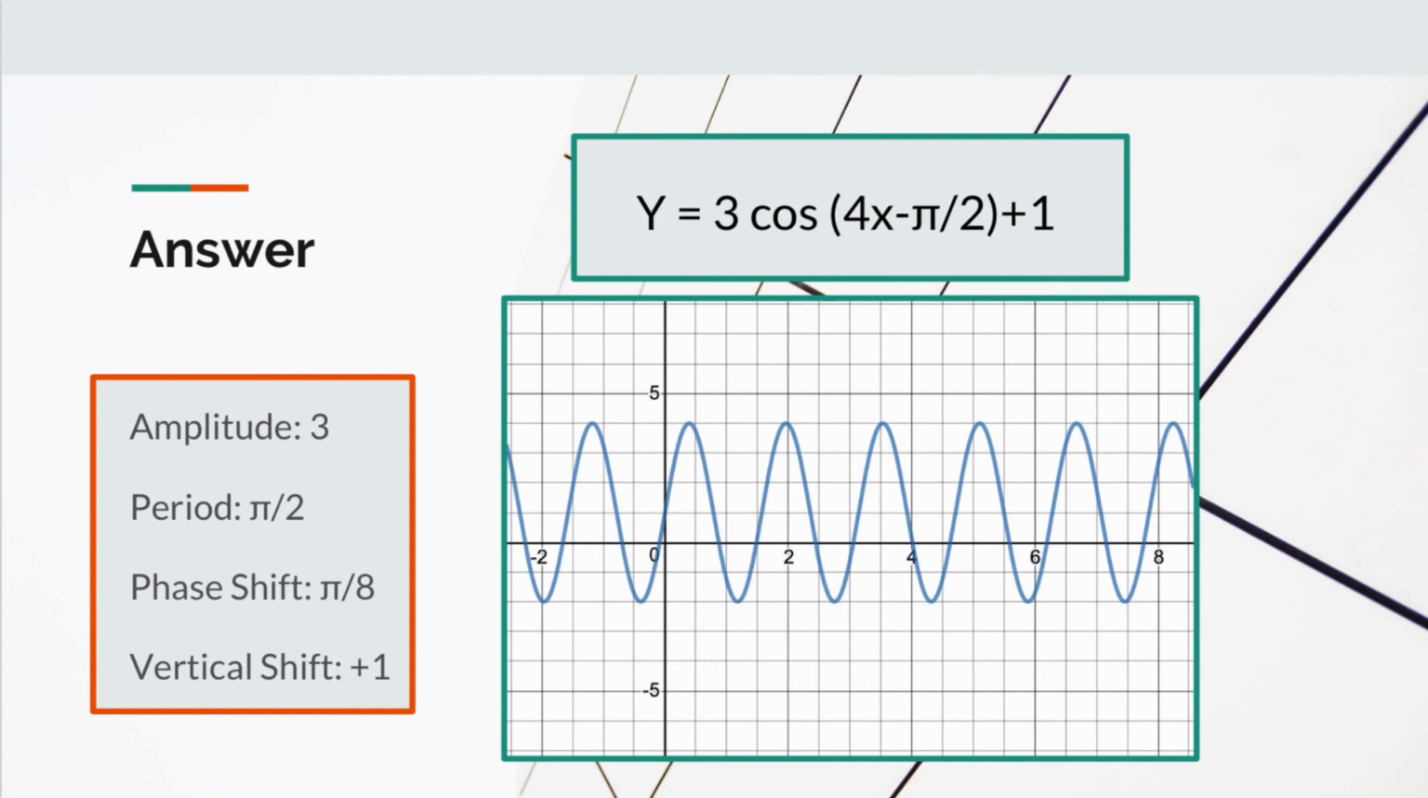We know that it has a period of pi over 2 because the formula for finding the period says it's 2 pi over b. And if we look at our formula, we see that b is 4. Then we have 2 pi over 4, which reduces to pi over 2. Lastly, we know it has a phase shift of pi over 8 because our formula for phase shift says it's negative c over b. Now, if we look back at our formula, we see that c is negative pi over 2 and b is 4. So divide positive pi over 2, because a negative times a negative is a positive, by 4, then keep it, change it, flip it, and you should get pi over 8.